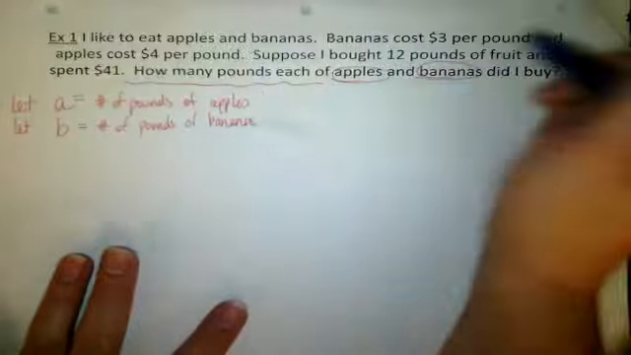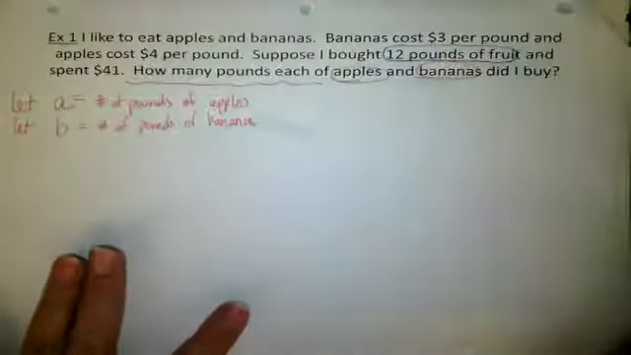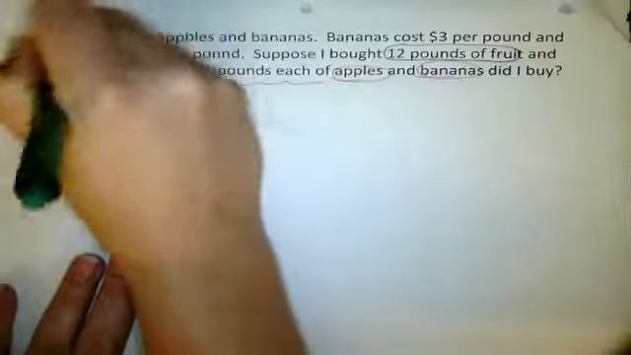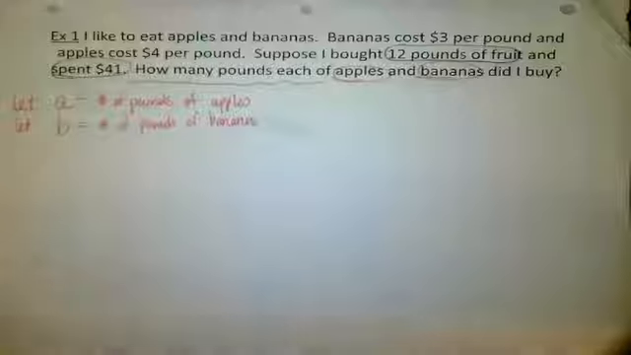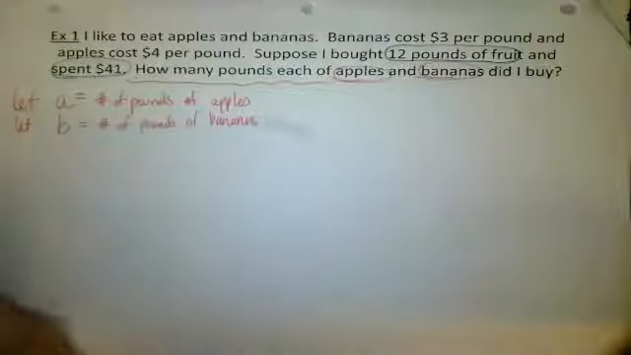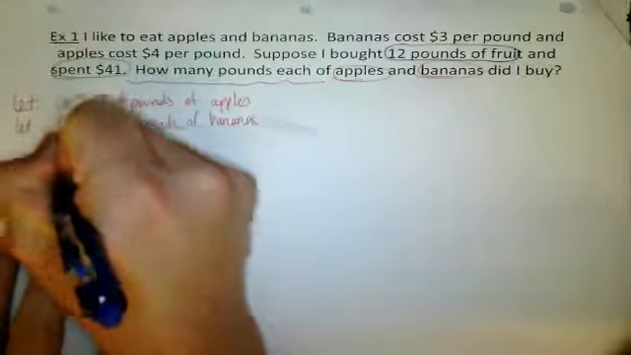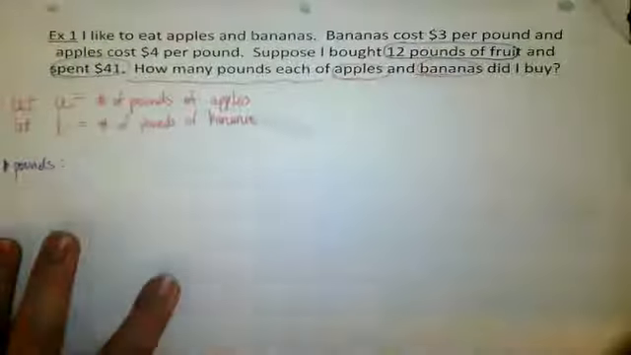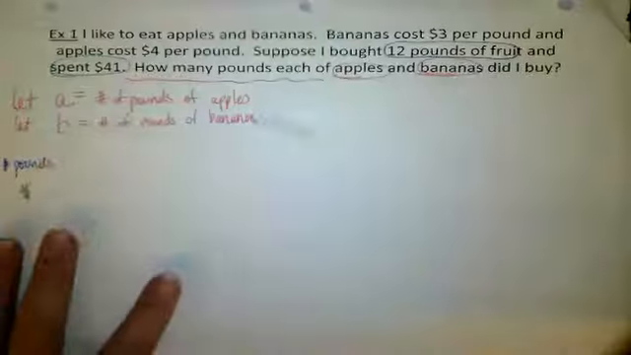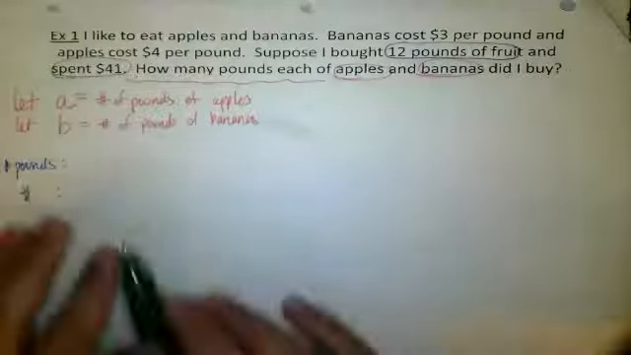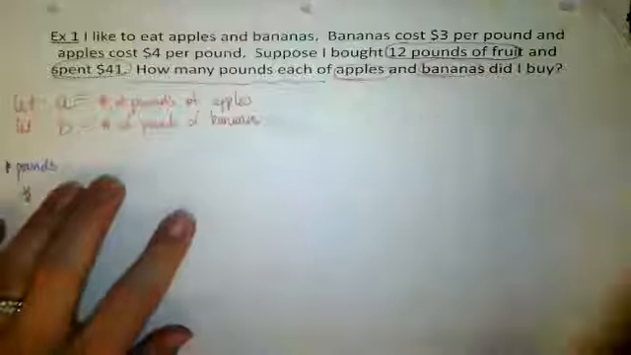It says, suppose I bought 12 pounds of fruit and spent a total of $41. There's 2 bits of information there. One part talks about the number of pounds of fruit that I bought, and the other talks about the total money that I spent. So we're going to have 2 equations. One equation that talks about the total pounds of food, and another equation that talks about the money that I'm spending. So let's talk about the number of pounds of fruit.